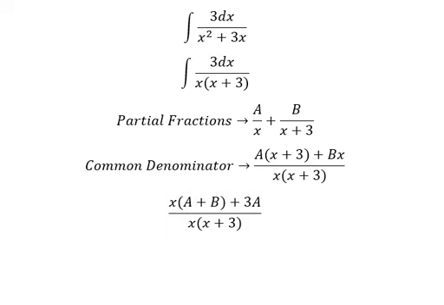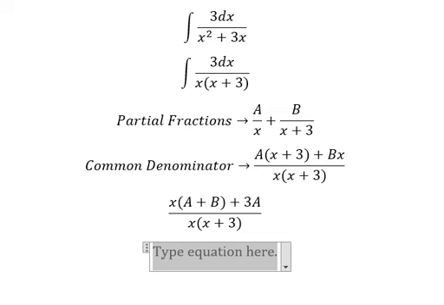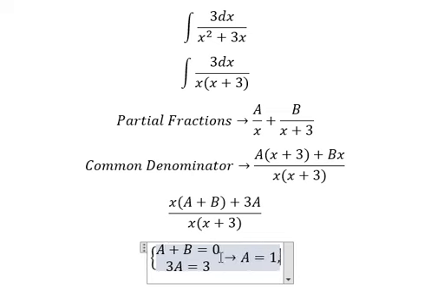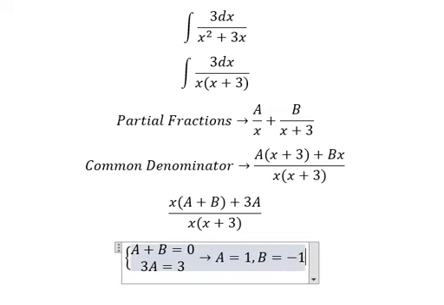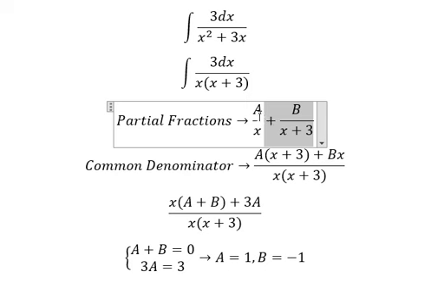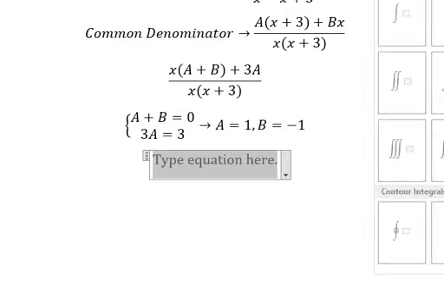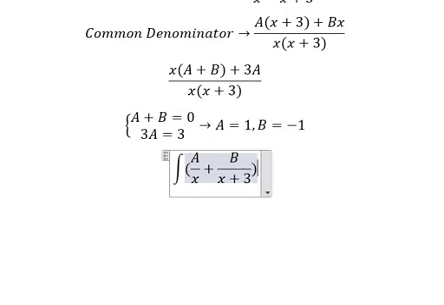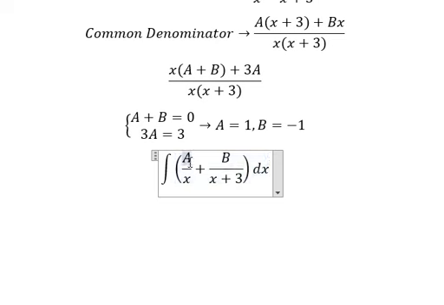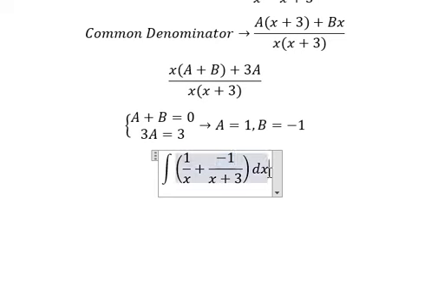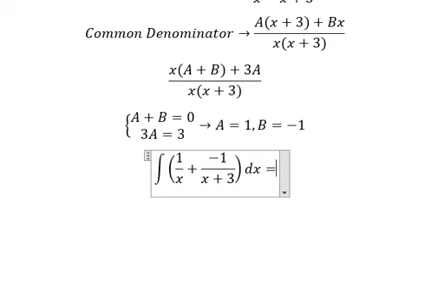And now we create the system of equations. So A equals 1, B equals negative 1. And I will put A and B in here. So A equals 1, B equals negative 1. And now we have the final answer.